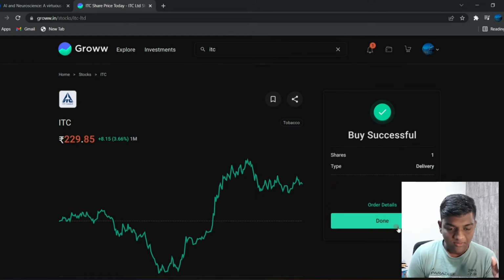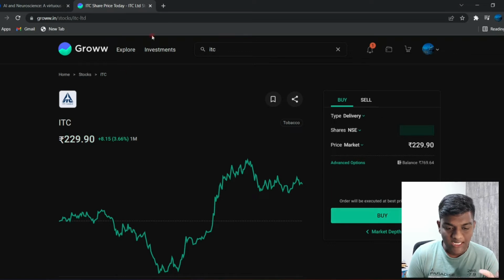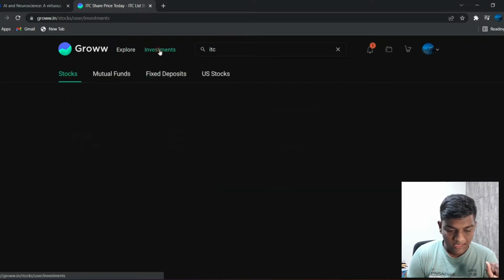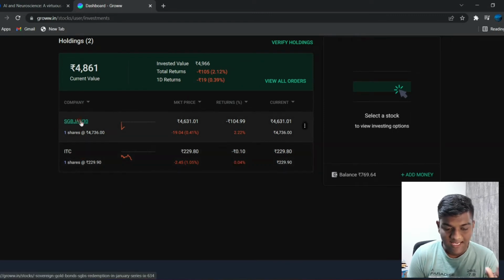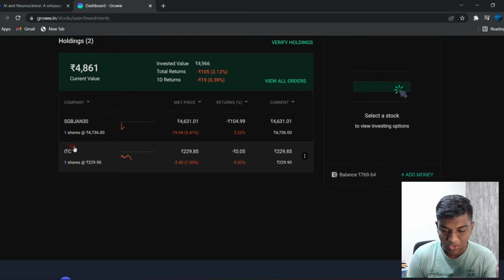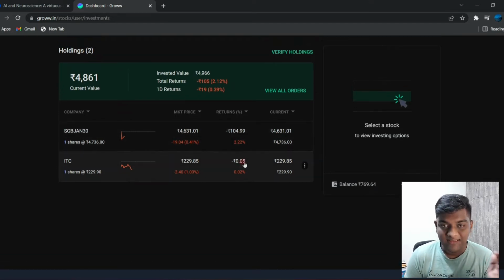That's all. So if we go back to our investments, here comes ITC. So ITC has joined the SGB Jan 30th one, that's my sovereign gold bond one. Now this is intraday and we are buying it during a volatile period. So 0.02% down, it's in red, that's no problem. ITC would surely skyrocket in a long period of time.